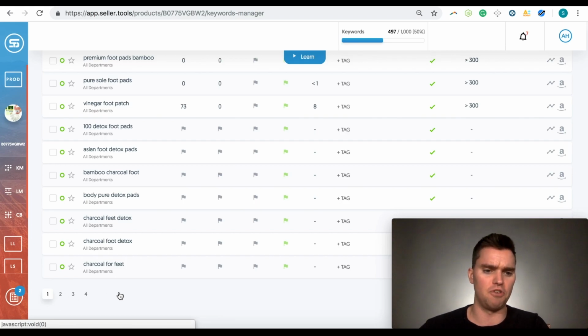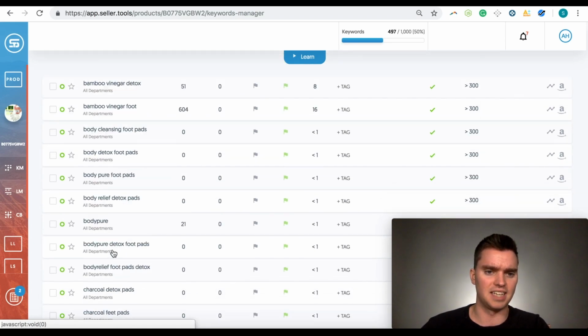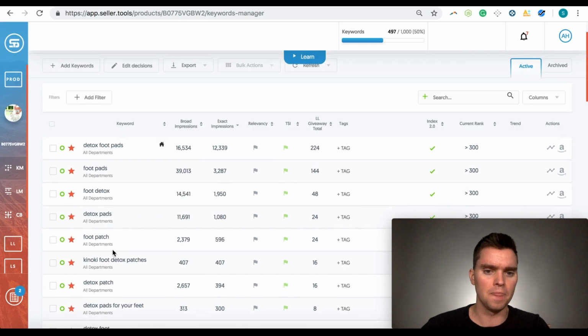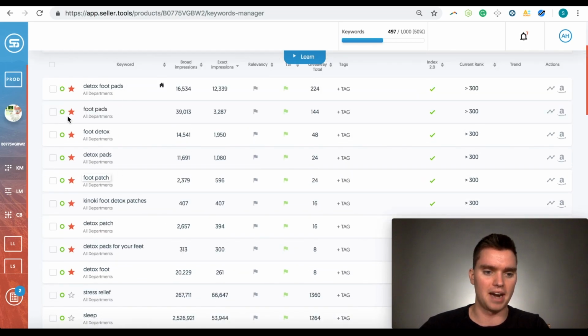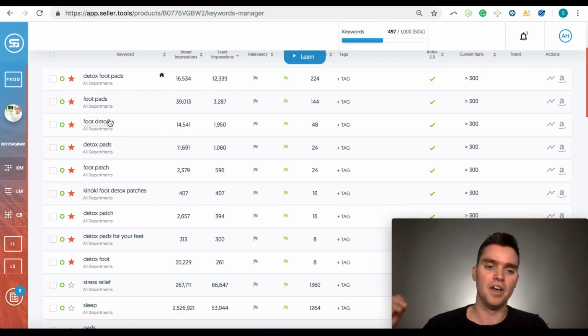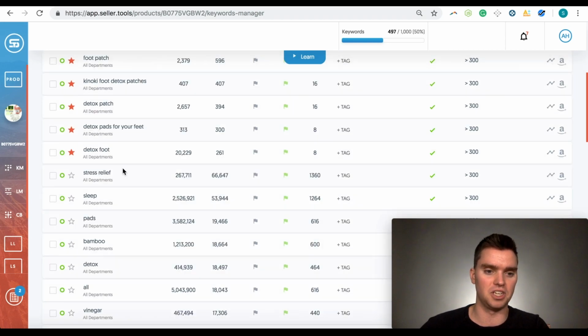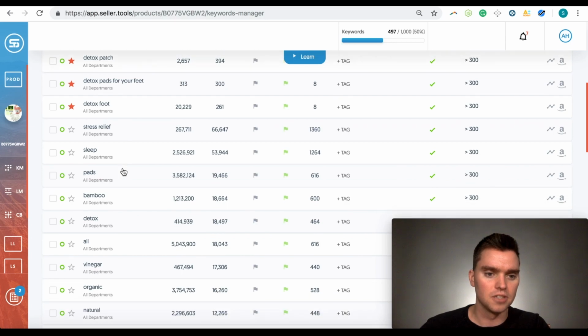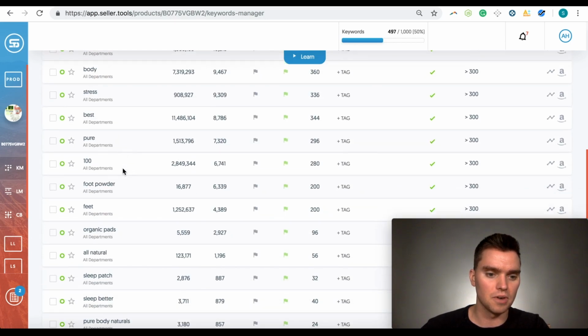I'm just going to click through a few more so we have a good sample size for our example. Now, these are already automatically selected, because anything that's starred, these are our top keywords. This is what we want to pay attention to. This is what we want to rank for and run PPC on, at least test PPC on these keywords. Stress relief, sleep, bamboo. We'll go back down. Organic pads.